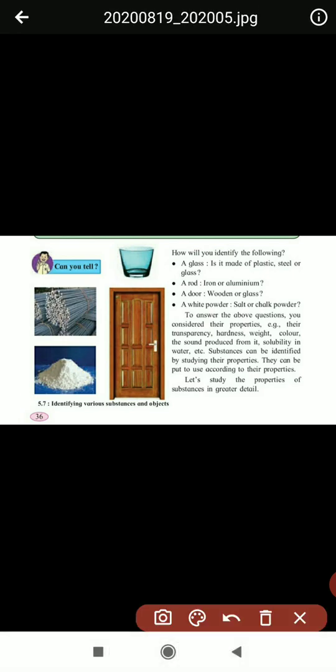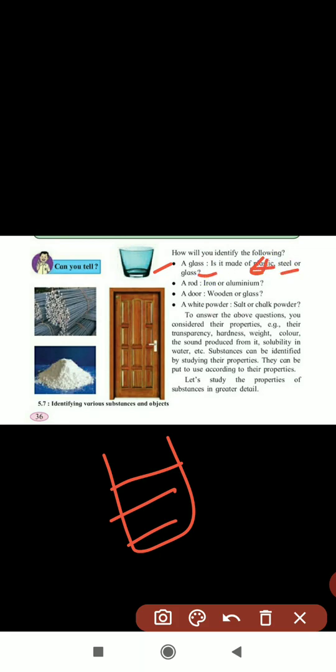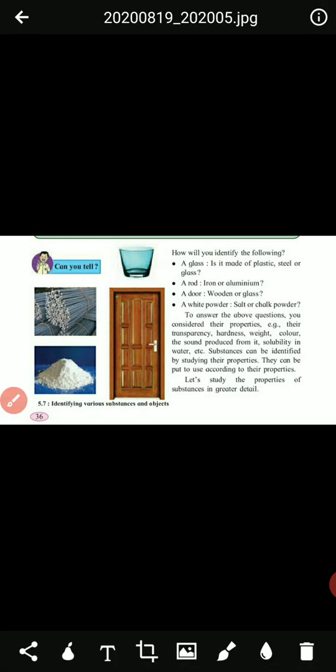First, glass. How can you identify glass? Yes children, glass is transparent, and it is brittle. It easily breaks into small pieces. Again, the glass is made from glass, not from plastic or steel. From that you can identify that it is glass.